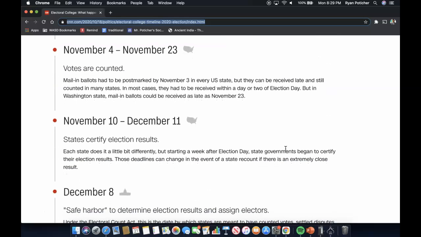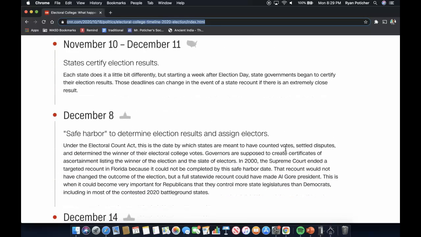Next is November 4th, November 23rd. Votes are counted. Mail-in ballots had to be postmarked by November 3rd in every U.S. state, but they can be received late and still counted in many states. In most cases, they had to be received within a day or two of Election Day, but in Washington state, mail-in ballots could be received as late as November 23rd. November 10th through December 11th. States certify election results. Each state does a little bit differently, but starting a week after Election Day, state governments begin to certify their election results. Those deadlines can change in the event of a state recount if there's an extremely close result.